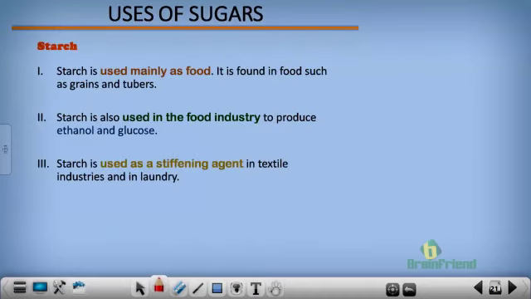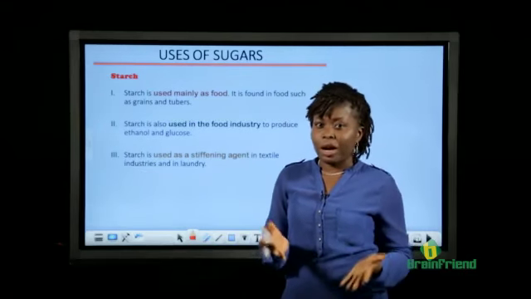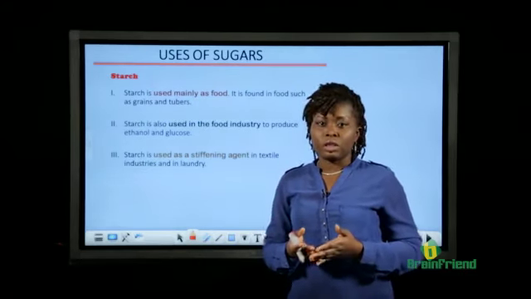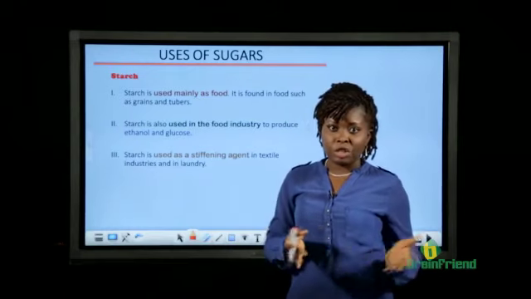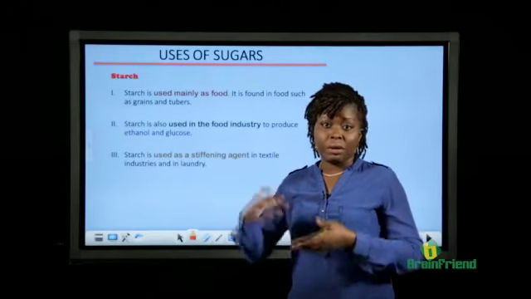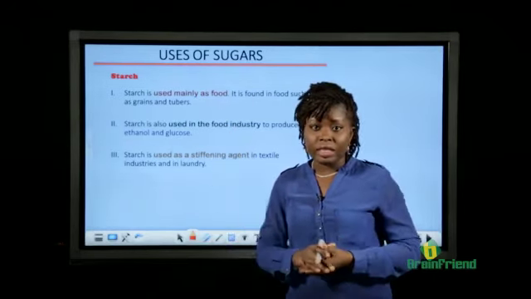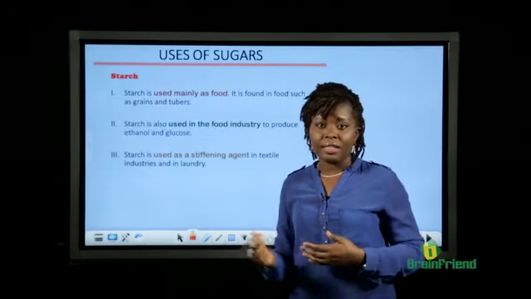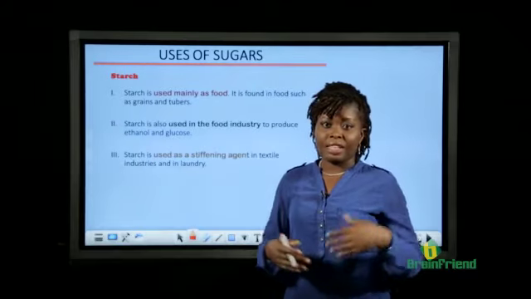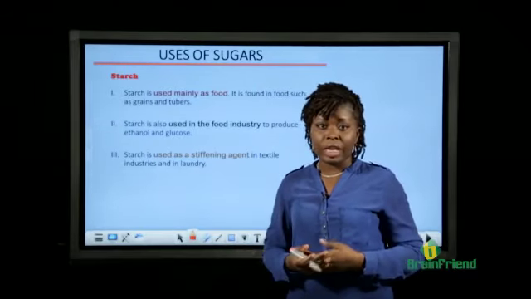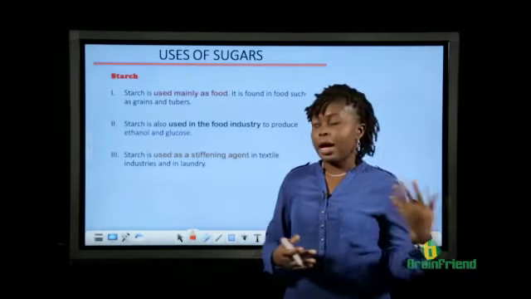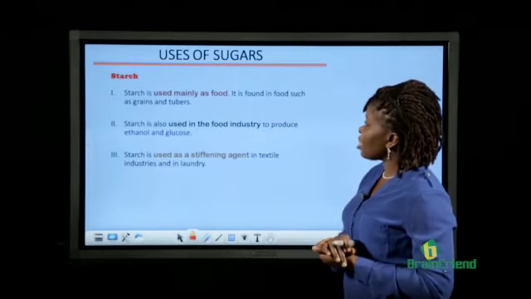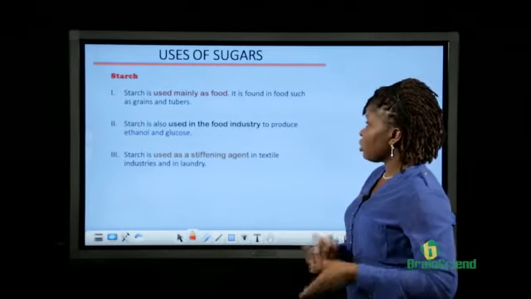At this point, you know that when we say sugar, we're not just talking about the cube sugar you have in your house that you add to your tea. You know that we are talking about carbohydrates. You know that we're talking about different types such as monosaccharides, disaccharides, and things like starch, cellulose, glucose, fructose, and others. So we'll be looking at some uses of sugars.